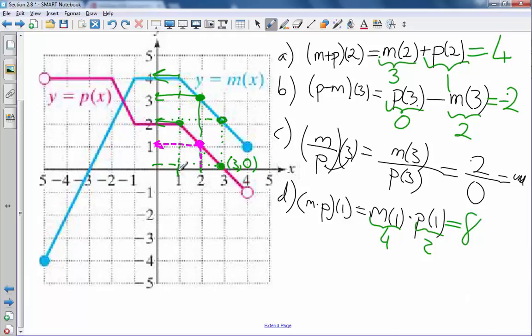Here's passenger 1. Go hit the P bus. I did. I'm pointing at 2. Go hit the M bus. It's going to 4. 2 and 4 multiply to 8. Make sense?